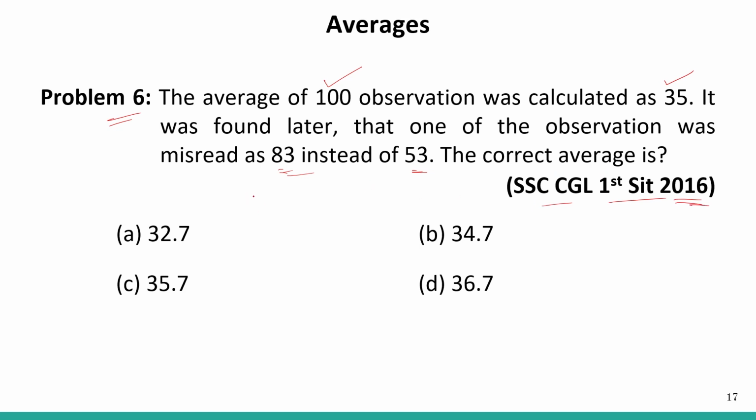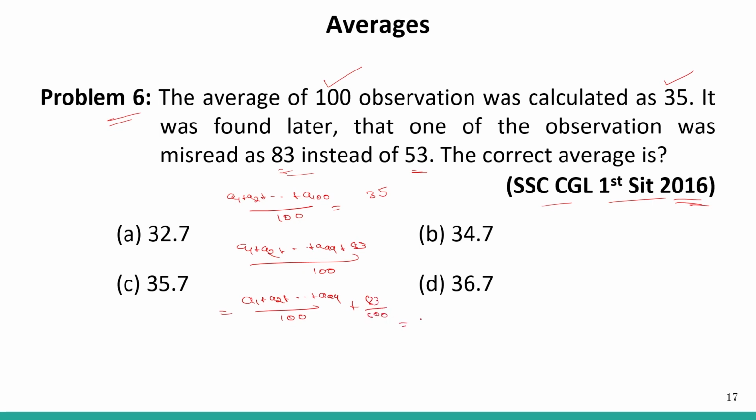So let's say you have 100 observations. Let's say A1 plus A2 plus up to A100. This much by 100 is equal to what? So the average was found to be 35. But let's say the 100th observation was actually measured as 83 instead of 53. So let's write down 83 here. So A1 plus A2 plus up to A99 plus 83 whole by 100. So this is equal to what? A1 plus A2 plus up to A99 whole by 100 plus 83 by 100 is equal to 35.